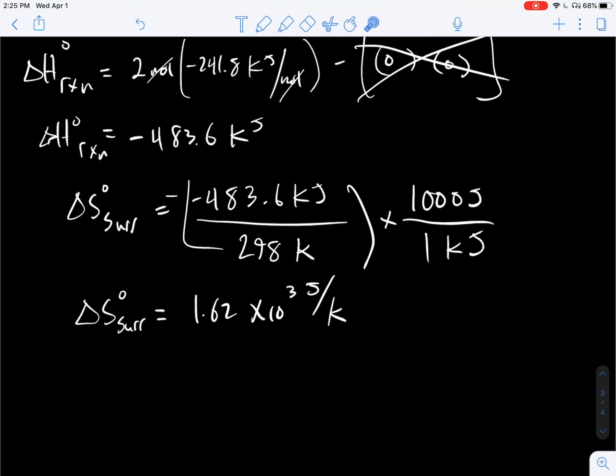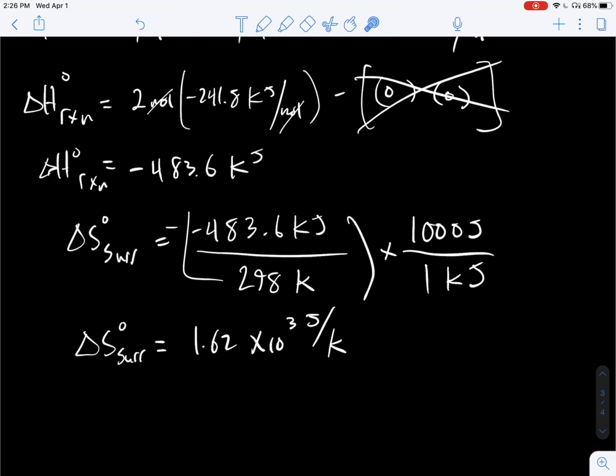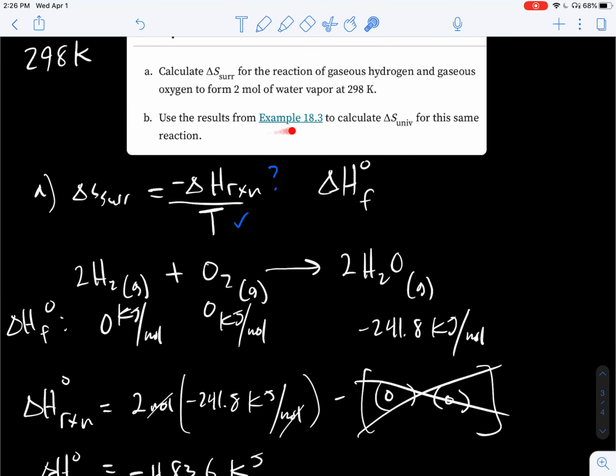Hopefully that makes sense, because to increase the entropy of the surroundings, we're really increasing the temperature, creating more movement, more thermal activity, more kinetic motion. To get that, we need an exothermic reaction. We need to release energy to the surroundings to increase their entropy. So a negative, exothermic enthalpy value will cancel out with this negative to give us a positive number overall. If it's an endothermic reaction, it'll be turned negative, and we'll get a reaction that takes entropy away from the surroundings, cooling them down. So there's our delta S surroundings. Let's go back up here. It says use the results from 18.3 to calculate delta S of the universe for this reaction.